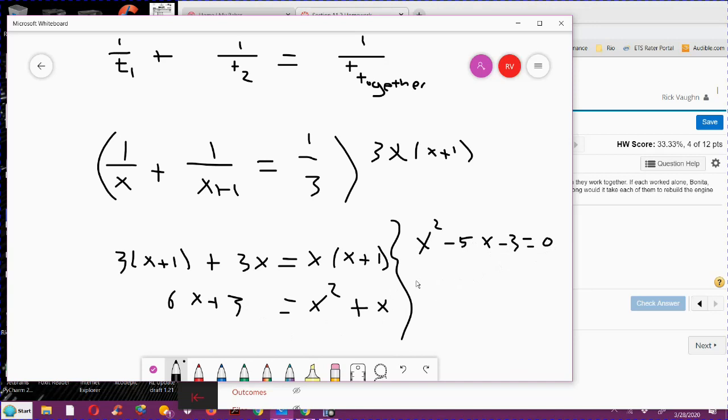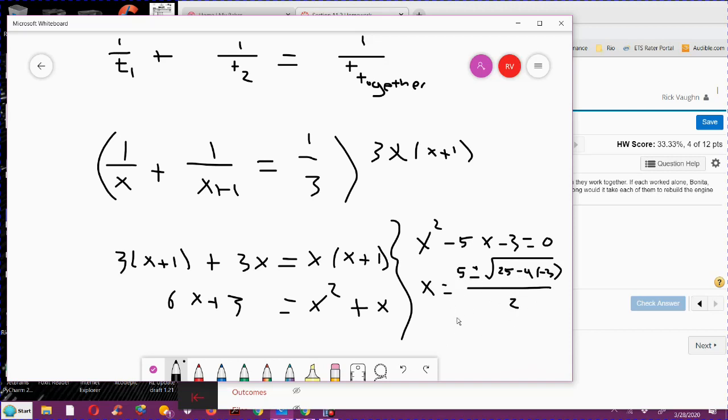Again, I don't think this factors, so I would just jump immediately to the quadratic formula. And because I'm talking about time, you wouldn't run time backwards, so I'm looking for positive solutions for x, or t, or whatever you want to call it in this case. So x is equal to minus b, that's 5, plus or minus the square root of b squared, that's 25, minus 4 times a times c, which is negative 3, all over 2 times a.